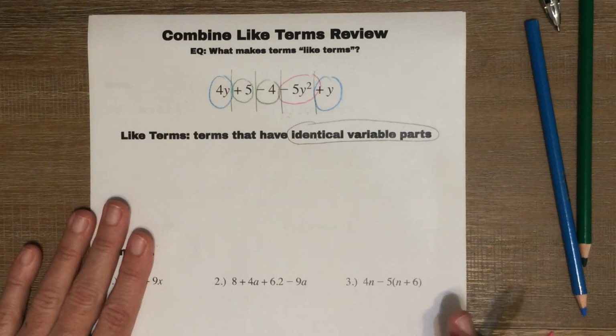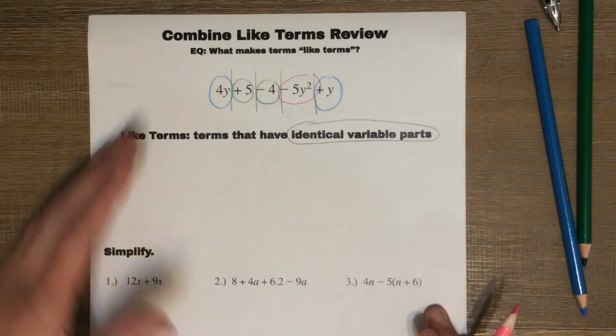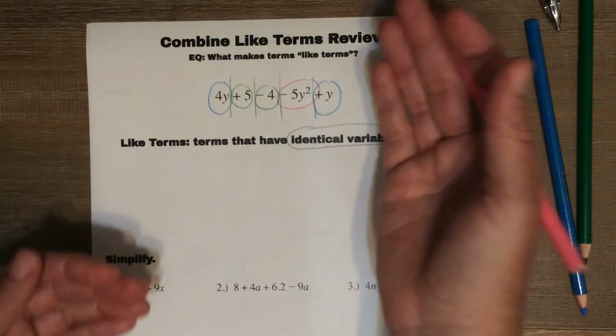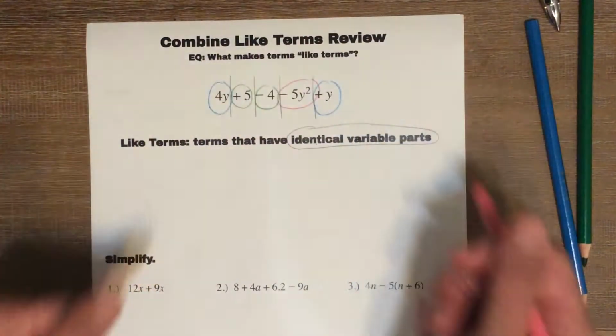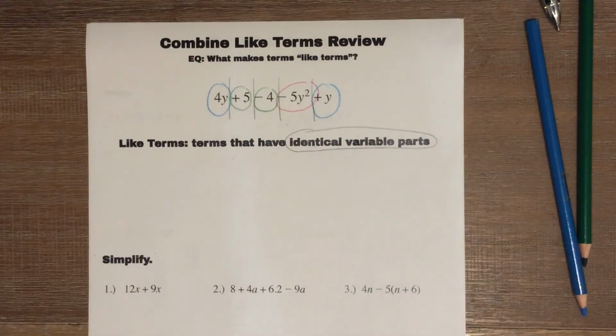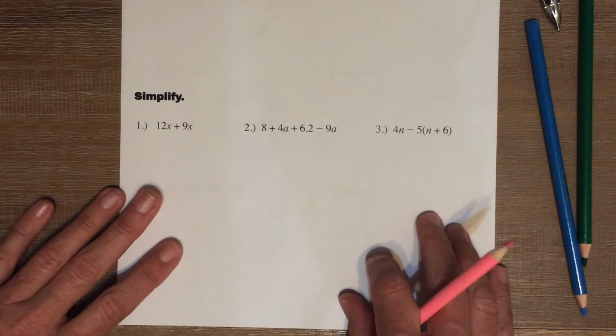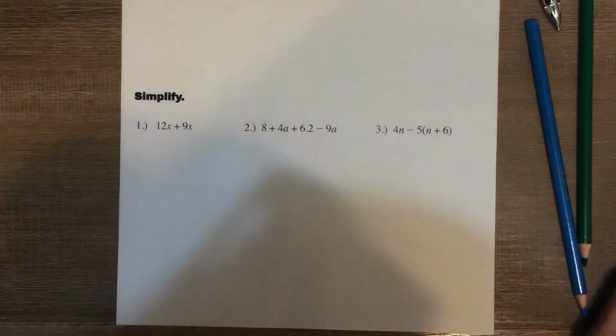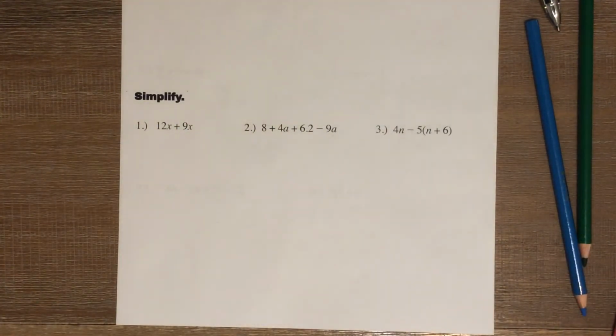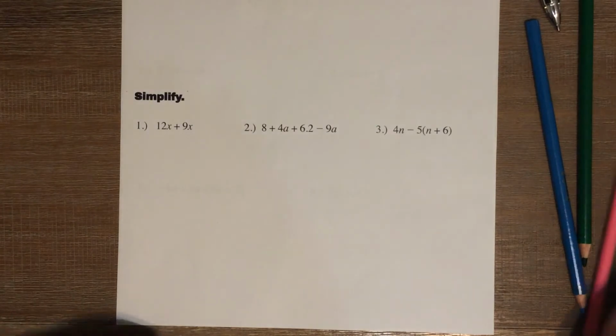If I had 2 apples in this hand and 2 apples in this hand, I'd put them all together and I'd have 4 apples. That's basically what you're doing here. So we look down here at number 1. It says to simplify. That means do everything you can to the problem until you can't do anything else.